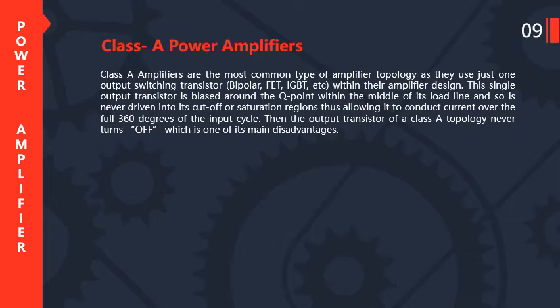This single output transistor is biased around the Q point within the middle of its load line and so is never driven into its cutoff or saturation region, thus allowing it to conduct current over the full 360° of the input cycle. Then the output transistor of a class A topology never turns off, which is one of its main disadvantages.